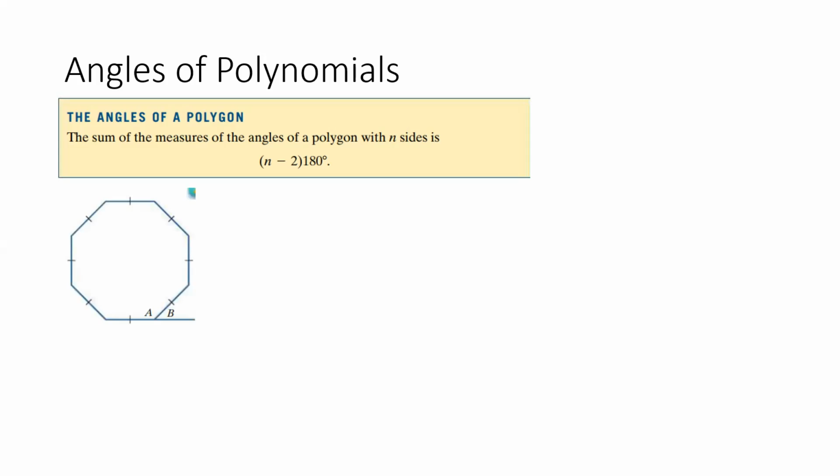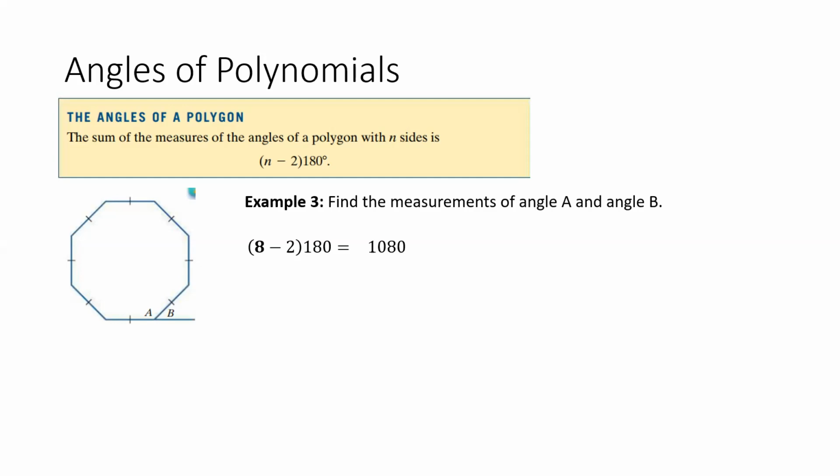So here I have a 1, 2, 3, 4, 5, 6, 7, 8, an octagon. And so I want to find the measurements of angle A and angle B. I'm going to find the sum of all of the measurements of my angles in my polygon for starters. So I plug in 8, I subtract 2, and then I'm going to multiply it by 180 using my formula. And so then I know the total sum of all of the angles in my polygon is 1080.